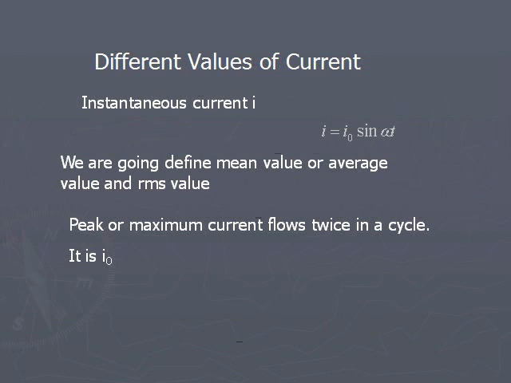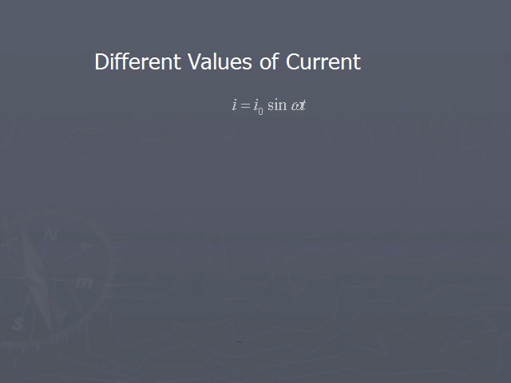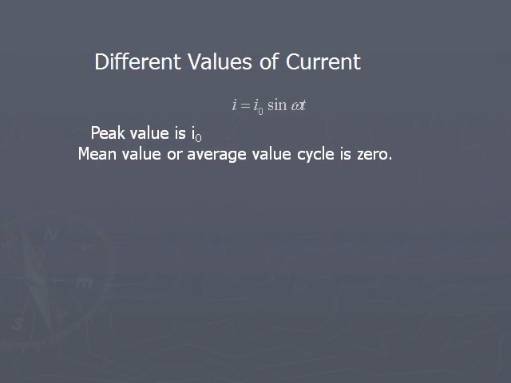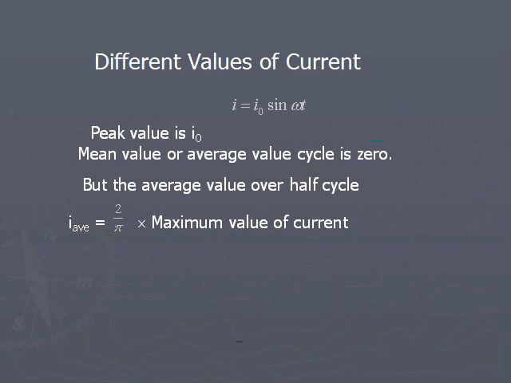The peak value is the maximum value of current, that is represented here by I0. This is the value that is obtained during the positive half cycle as well as during the negative half cycle. The mean value or the average value is defined as the average over a period or over half period. The average value over the full cycle is 0, but the average value during half cycle is given by the relation for average current. So whenever we talk about average current, it is the average in half cycle.